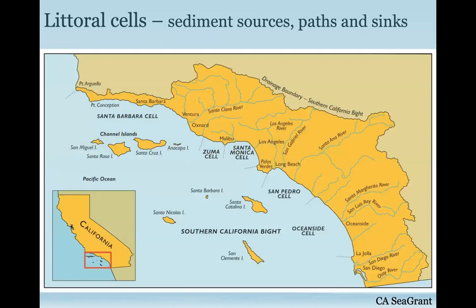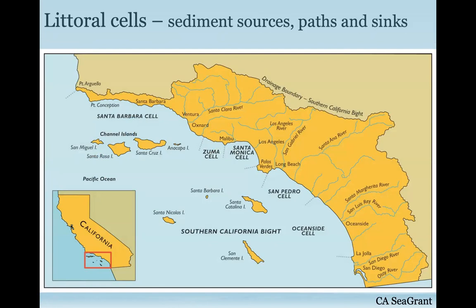So we have these different littoral cells going down through California. And this is the Santa Barbara cell. It starts from Point Conception, and this is the bite that I was talking about earlier. So Point Conception all the way down to San Diego, we have all these different cells.